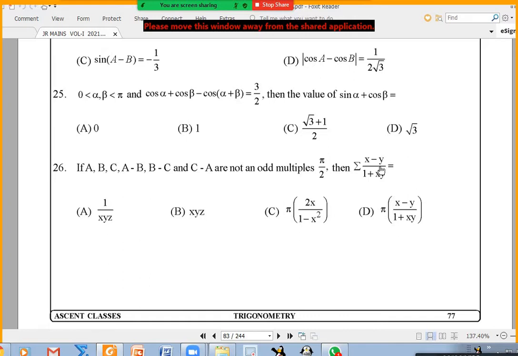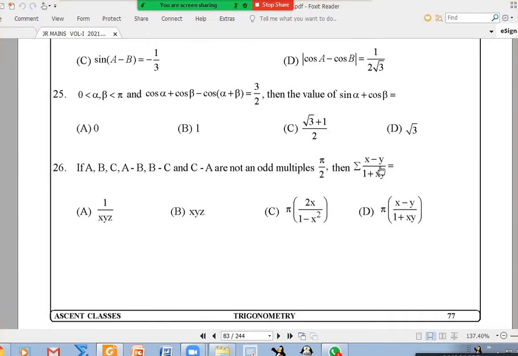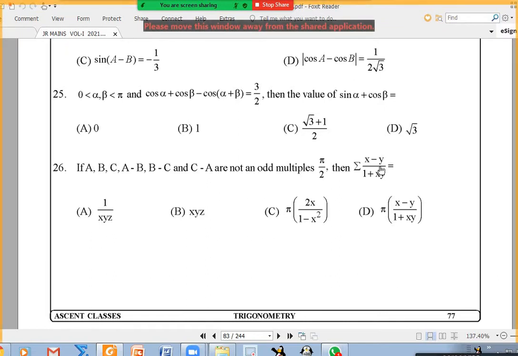Okay, 26 basically the question is, it's an algebra question. x minus y by 1 plus xy, plus y minus z by 1 plus yz, plus z minus x by 1 plus zx, is equal to x minus y by 1 plus xy into y minus z by 1 plus yz into z minus x by 1 plus zx. Basically you have to prove this. That is the question.